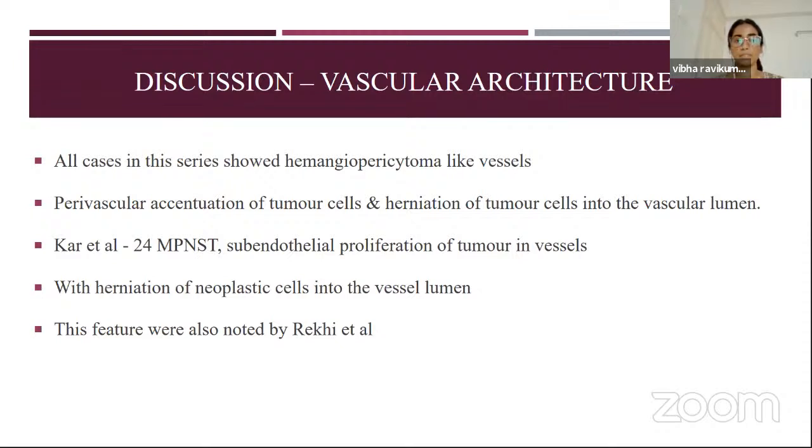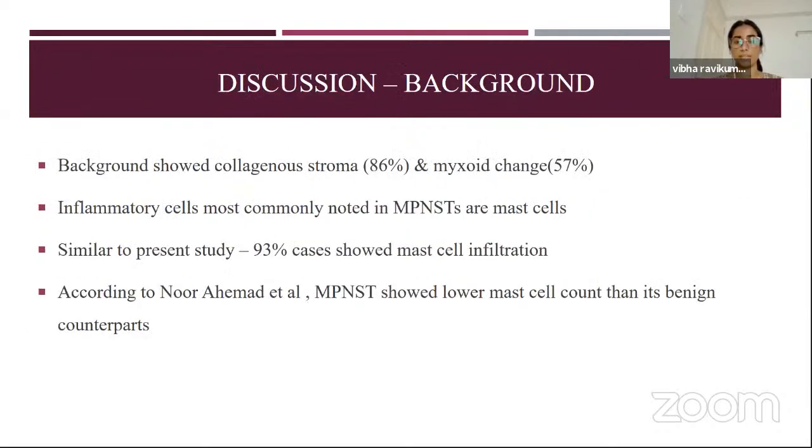Background showed collagenous and myxoid areas. The inflammatory cells most commonly noted in MPNSTs are mast cells, which was similar to the present study where 93% of cases showed mast cell infiltration. According to Ahmad et al., MPNST shows a lower mast cell count than its benign counterparts.